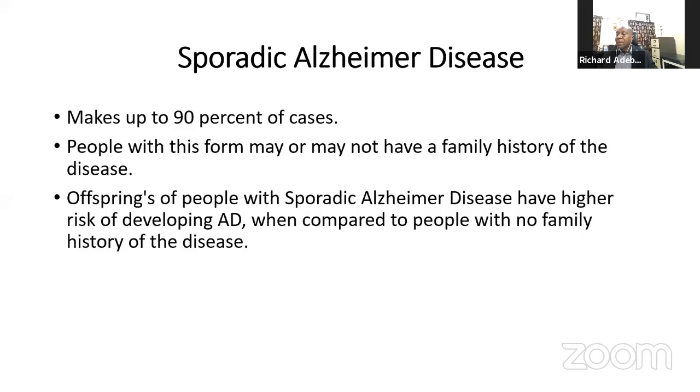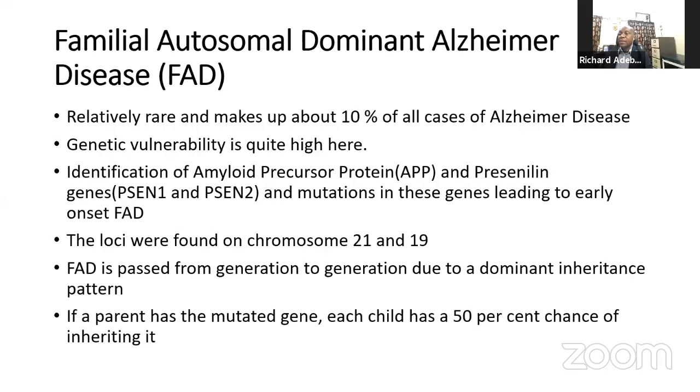So yes, the issue of family history is very key here too, but the majority of cases, 90%, are the sporadic Alzheimer's. Then the FAD, familial autosomal dominant Alzheimer's disease, is relatively rare and makes up about 10% of all cases of Alzheimer's disease. The genetic vulnerability here is very high compared with the first type, the sporadic one. Here, there's identification of amyloid precursor protein, APP, and presenilin genes 1 and 2. Mutations in these genes have been theorized as the leading cause of early onset of FAD. The loci of the genes were found on chromosomes 21 and 19. So we can now see the relationship between Down syndrome and Alzheimer's disease, because the loci where this abnormality was found were also on chromosome 21 and 19.